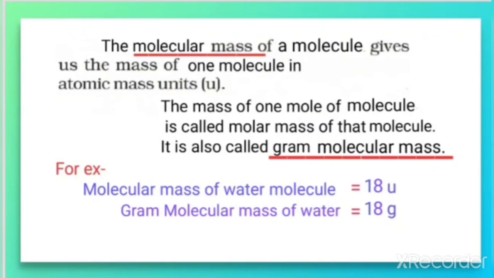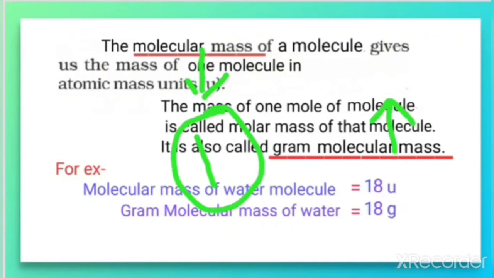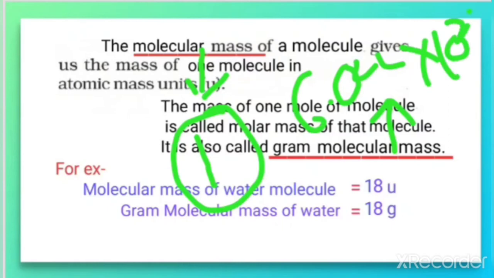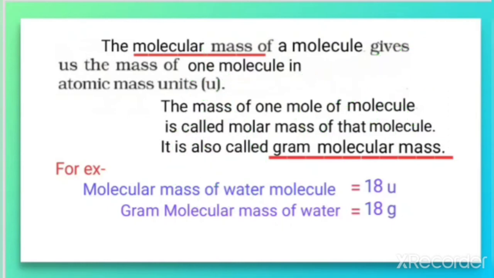Just now we have discussed gram atomic mass, but there we are concerned with atom. Here we are concerned with molecule. So we are using the term gram molecular mass. So what is molecular mass? Molecular mass is the mass of one molecule. But gram molecular mass is the mass of 1 mole of that molecule. That means the mass of 6.022 into 10 raised to the 23 molecules is the gram molecular mass.